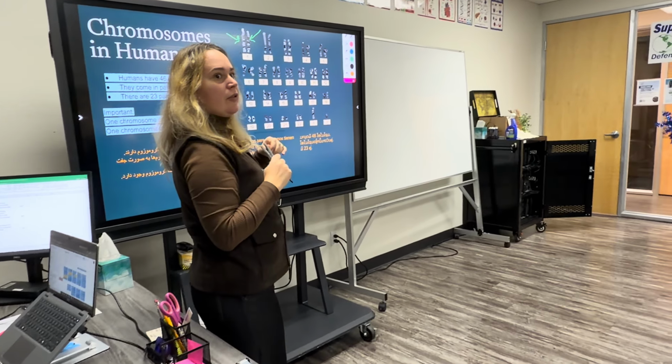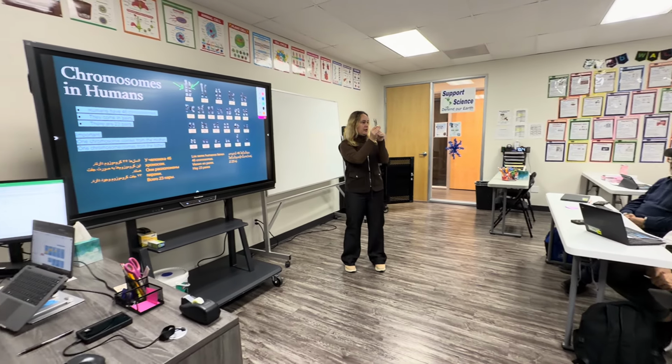Who's reading? Nikolai, your turn. Could you read about human chromosomes? Humans have 46 chromosomes. They come in pairs. There are 23 pairs. Important. One chromosome comes from the mother. One chromosome comes from the father. Good job. So again, how many chromosomes does every person have? 46. But pairs? 22.